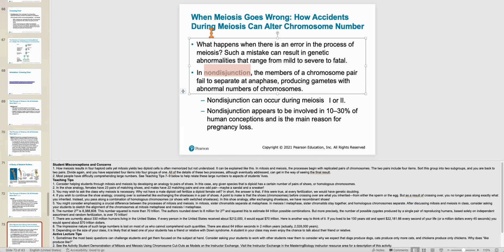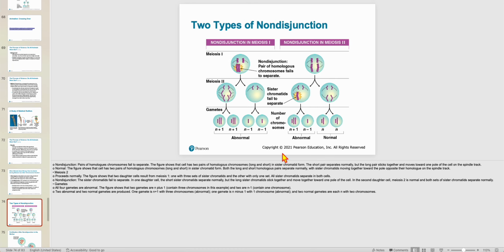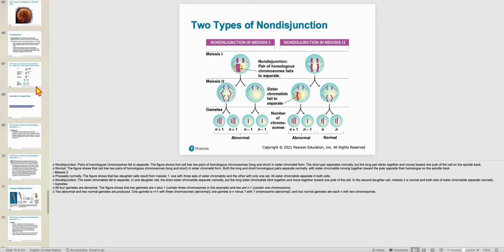Notice it says how accidents during meiosis can alter the chromosome number. And that's where I said that if you have an extra chromosome in the 21st pair, trisomy 21 will result in Down syndrome. And the problem is called non-disjunction. So if I go to the next slide, you can see it. So instead of having only 2, let me go back real quick.